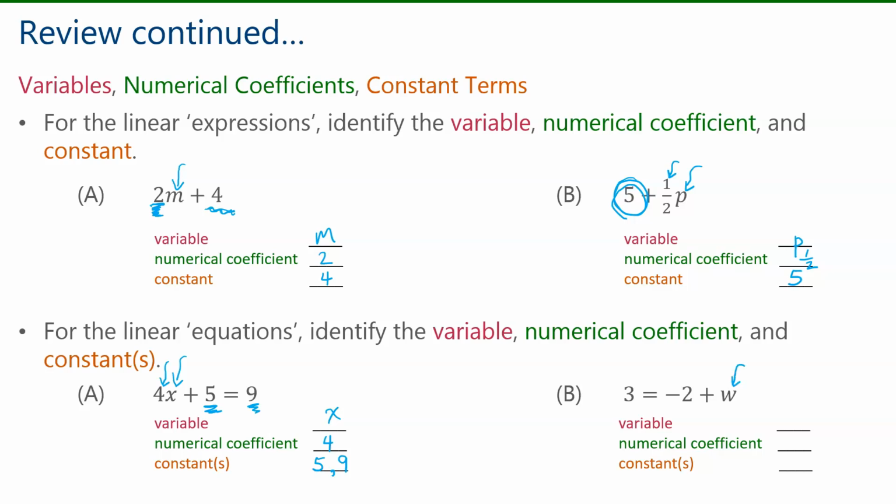In B, our equation reads 3 equals negative 2 plus w. My variable, my letter here is a w. Now the numerical coefficient, be careful here. Directly in front of the w, you're saying, well, there's nothing there. In math, there's a number that's understood to be there, and that number is 1. You can, if you want, put it in there. More often than not, however, the 1 will not be placed directly in front of the variable. It is understood to be there. And for our constant terms here, we have a 3 and we have negative 2.